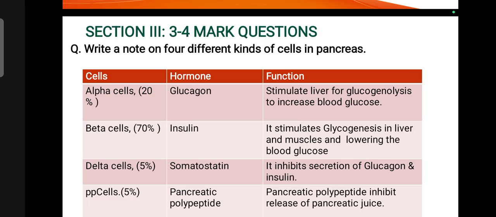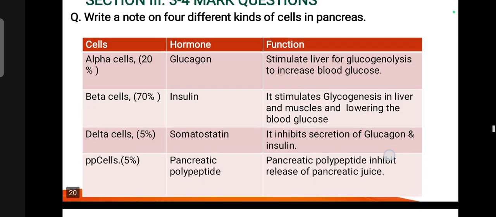Alpha cell produces glucagon and the function of glucagon is to stimulate liver for glycogenolysis and increases blood glucose level. Beta cells secrete insulin that stimulate glycogenesis in liver and muscle and lowering the blood glucose. Delta cells release somatostatin that inhibit the secretion of glucagon and insulin. PP cells, pancreatic polypeptide, it inhibits the release of pancreatic juice.